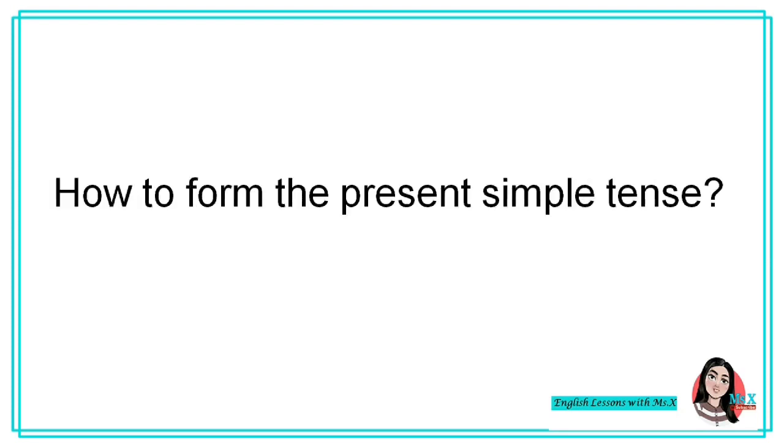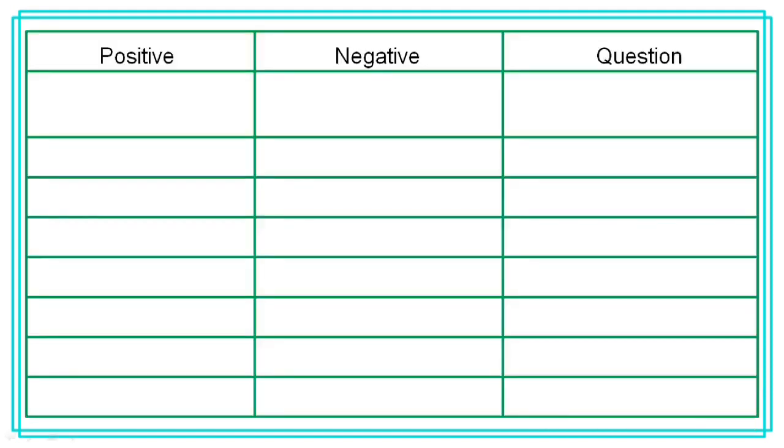How to form the present simple tense? For positive or affirmative form, simply follow the pattern subject plus main verb. For I, you, we, they, and other plural subjects, use the base form of the main verb. The base form of the main verb is the simplest form, or the version without endings such as s, es, ies, ing, and ed.